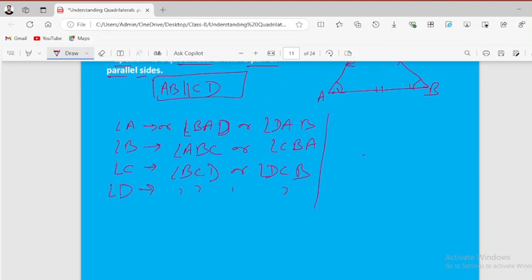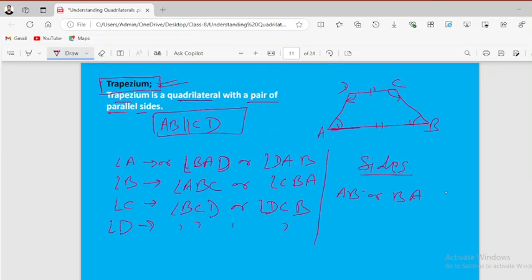Now if you want to talk about the sides, AB or BA, both are the same side. AB and BA both are the same length. Same as it is BC, a side, or you can also write CB. And CD is also a side, or you can write DC. Same as it is AD, or you can write here yourself.